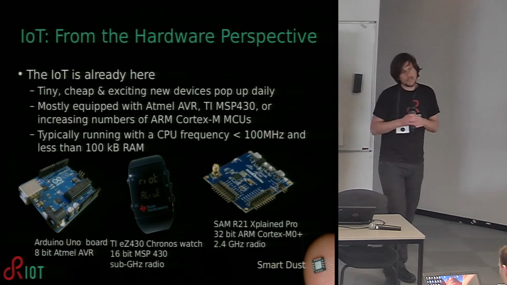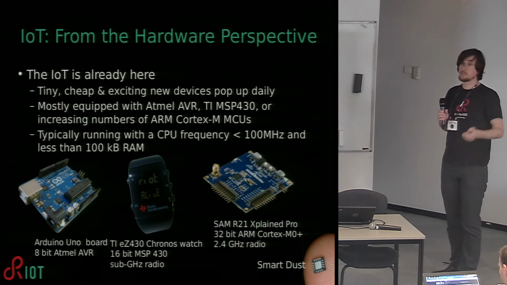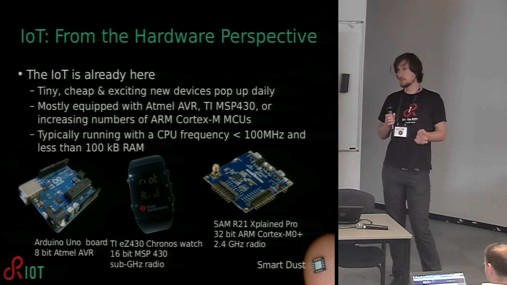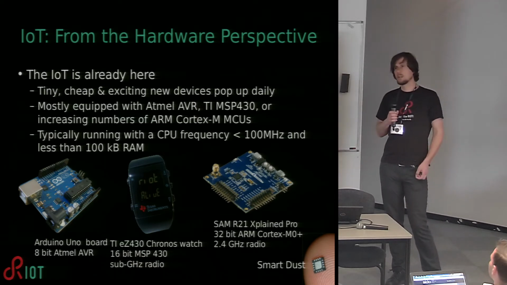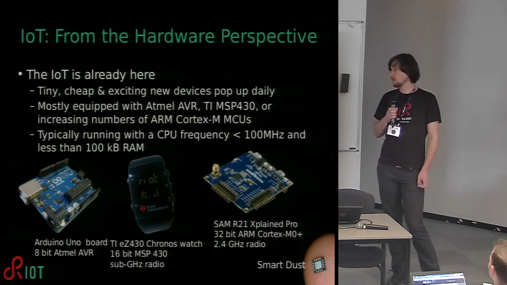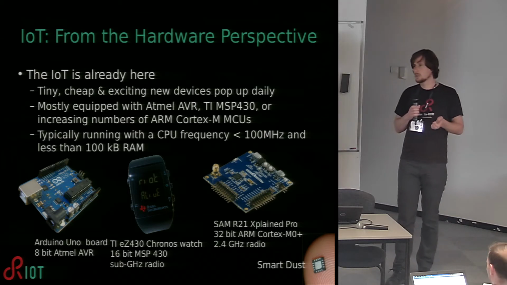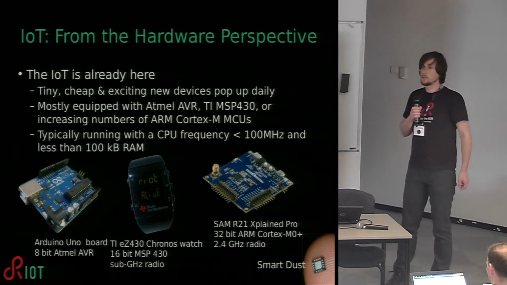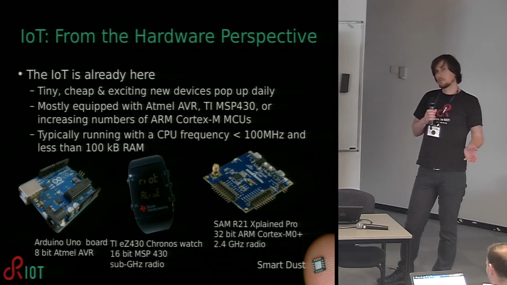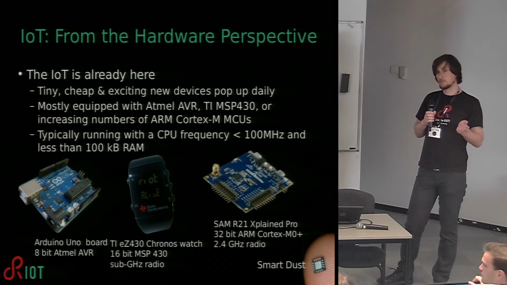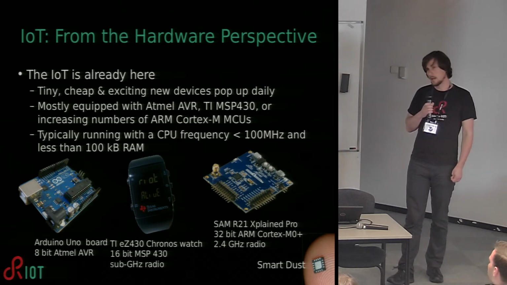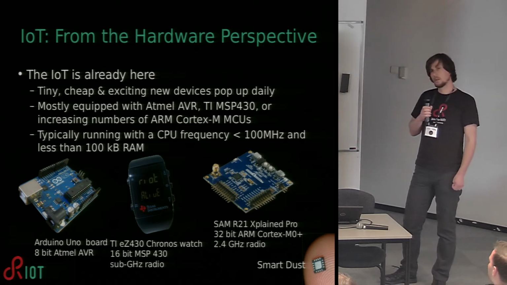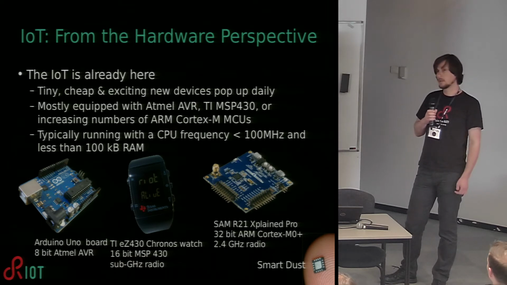And the good thing about IoT from the hardware side is that it's already there. There are new devices popping up every day, and there's really a lot of amazing cheap hardware already available. It's very energy efficient, with a lot of different radio technologies, based on a lot of different microcontrollers, 8-bit, 16-bit, 32-bit platforms. Nowadays it's mostly ARM microcontrollers with a 32-bit architecture, but there's still a lot of Atmel chips or 8-bit architecture out there.